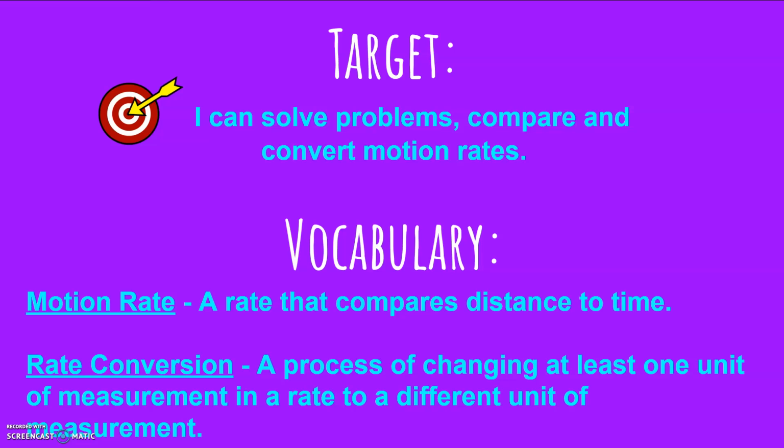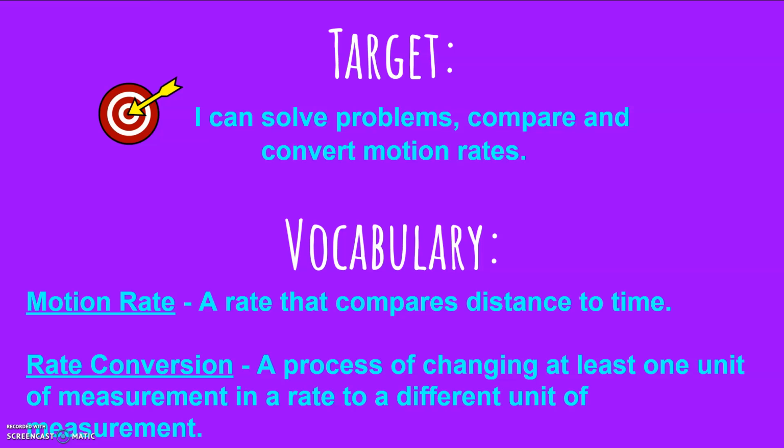Vocabulary. First off, we just used a word. We're not sure what it means. What is a motion rate? Well, we know what a rate is. A rate is a ratio that compares two different units. A motion rate is a type of rate that compares distance to time. So, distance like miles, time like hours. So, miles per hour is a distance rate, a motion rate, sorry.